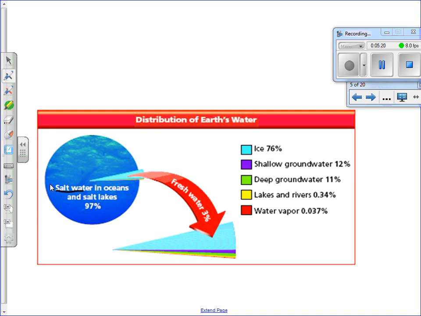97%. 97%. That's a lot, but it kind of makes sense when you think about it. The oceans cover, what, 70-some% of the Earth's surface. So 97% of the water on the Earth is in oceans, which is great, except we can't really use that water for drinking or watering crops or plants or anything. So you take that 97%.